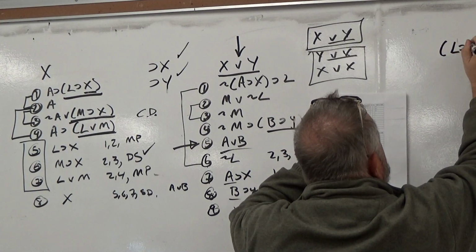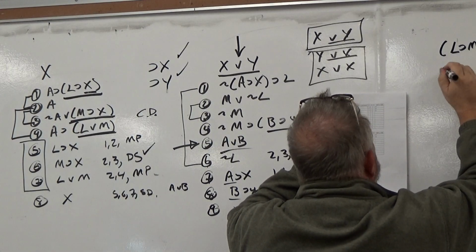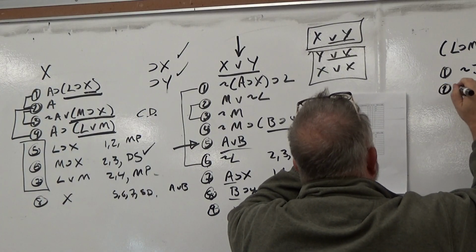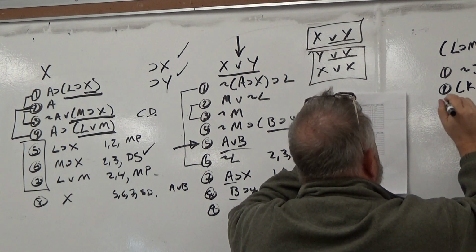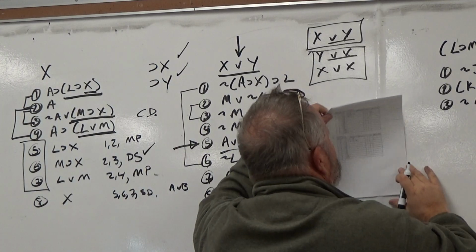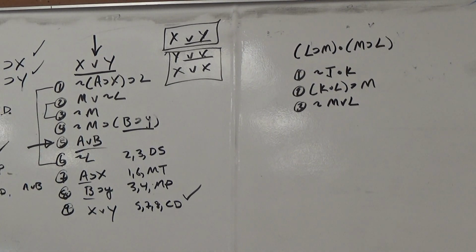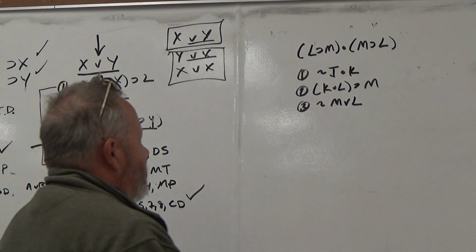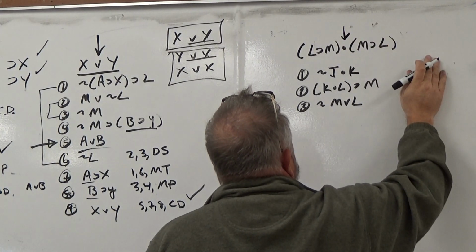5, I have to prove L then M and M then L. I have not J and K. I have K and L, then M, and I have not M or L. Now, I don't see that giant blob, L then M and M then L, I don't see its opposite in an antecedent. So I notice the main logical operator is an and, okay?